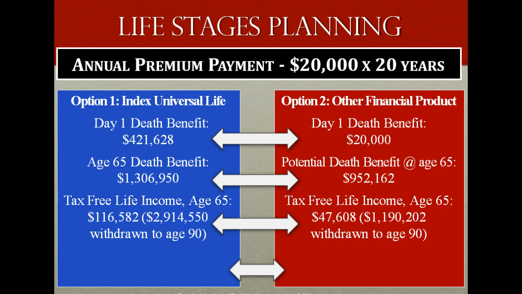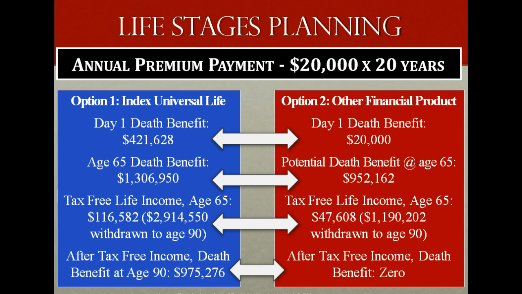$1,190,202. Now, when we compare what is left to his family and his loved ones, if the gentleman were to pass away at age 90, he would be able to leave his loved ones and his family an income tax-free death benefit from the Indexed Universal Life of $975,276, nearly $1 million, whereas the personal pension income annuity would provide zero left for his family, his beneficiaries, or his heirs.